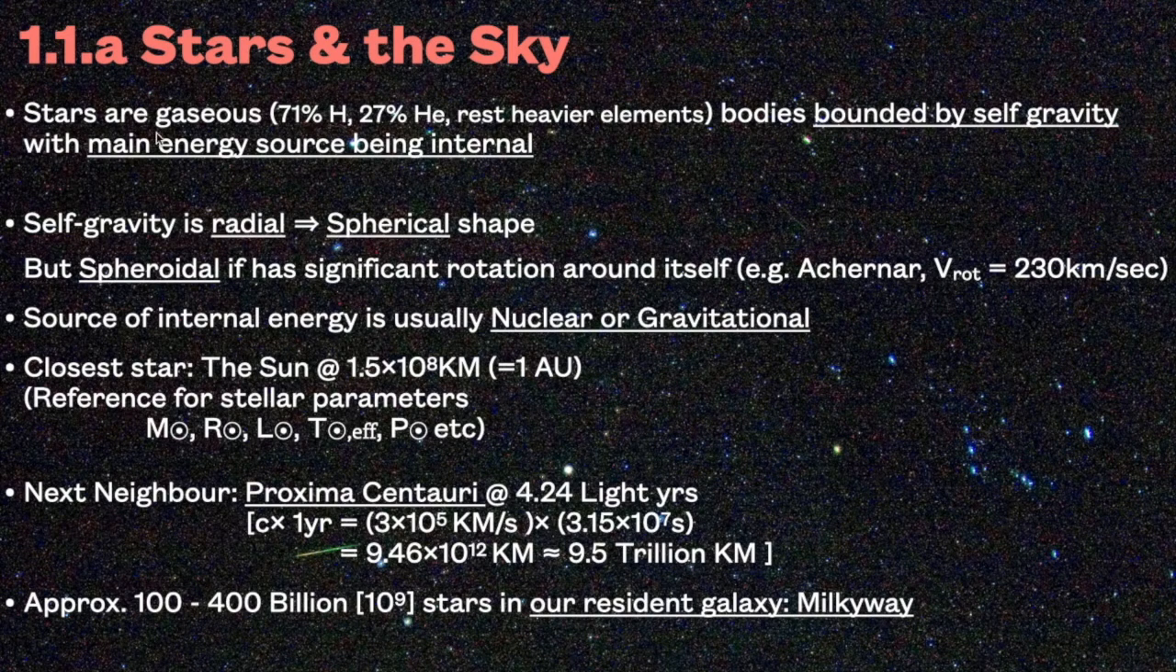By stars, what we mean is gaseous bodies which are bound by self gravity, and the main energy source in these bodies is usually internal. That source can be nuclear or gravitational most of the time, and they are usually made of hydrogen, helium, and some trace amount of heavier elements. There are stars which are made of only hydrogen. The very first generation of stars, which were the first stars made in the universe, consist of completely hydrogen. And then probably you know from general knowledge that these hydrogen atoms usually fuse together to produce energy in the star, which is actually the source of energy of stars.